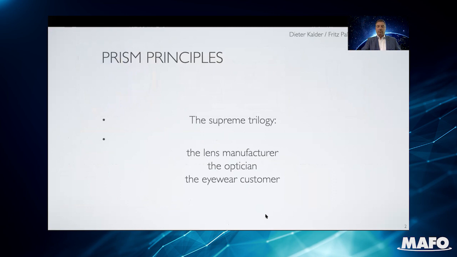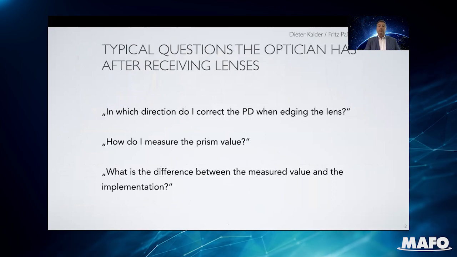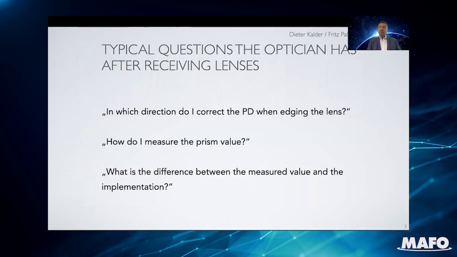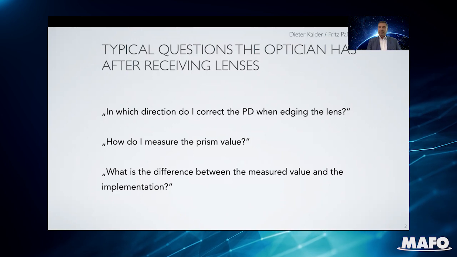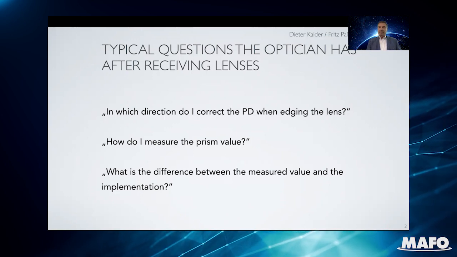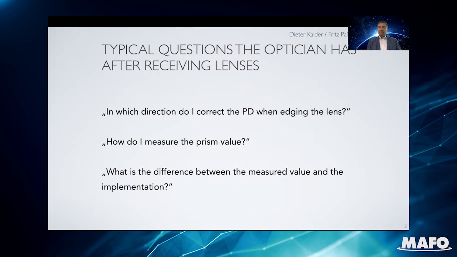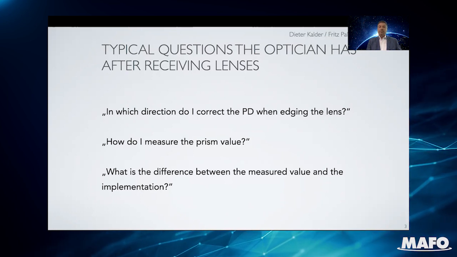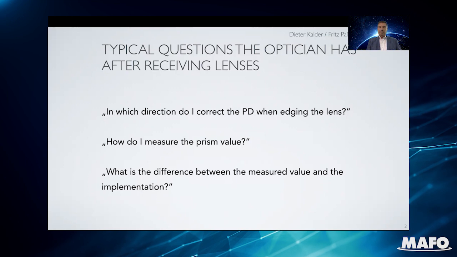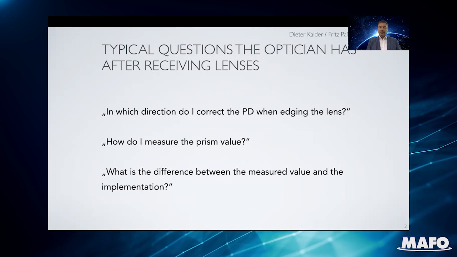The typical questions the optician has after receiving lenses. I am sure you have heard these questions before. In which direction do I correct the PD when edging the lens? In most cases, the optician doesn't even know the PD from the lens manufacturer. Even when the prescription comes from the ophthalmologist, there is still no PD.